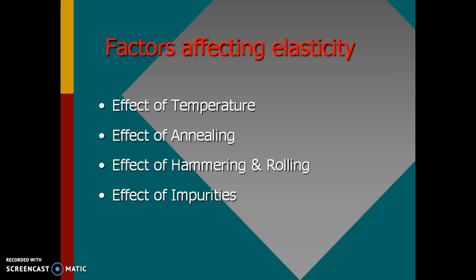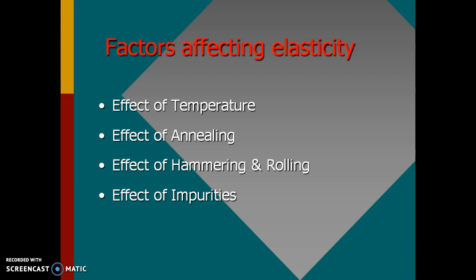Now we will see the factors affecting elasticity. These are the factors: effect of temperature, effect of annealing, effect of hammering and rolling, effect of impurities. Now we will see all these factors one by one. First one is effect of temperature. As the temperature of a material increases, the elasticity of the material decreases and vice versa.